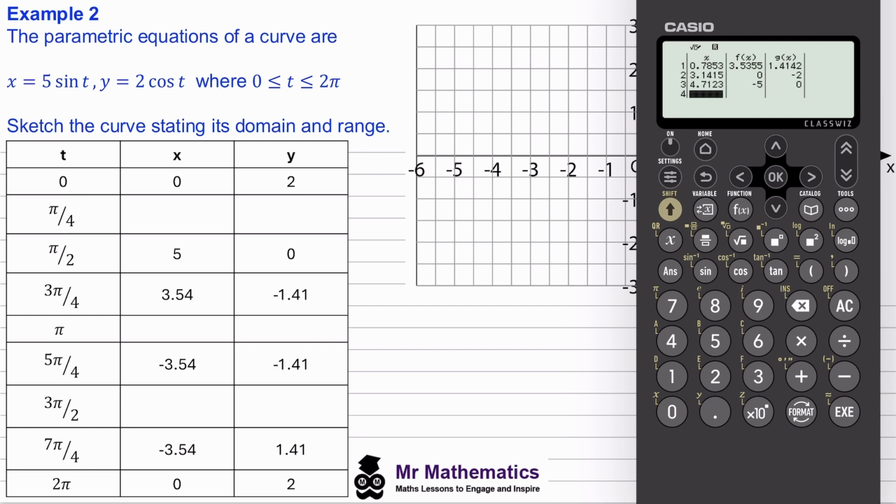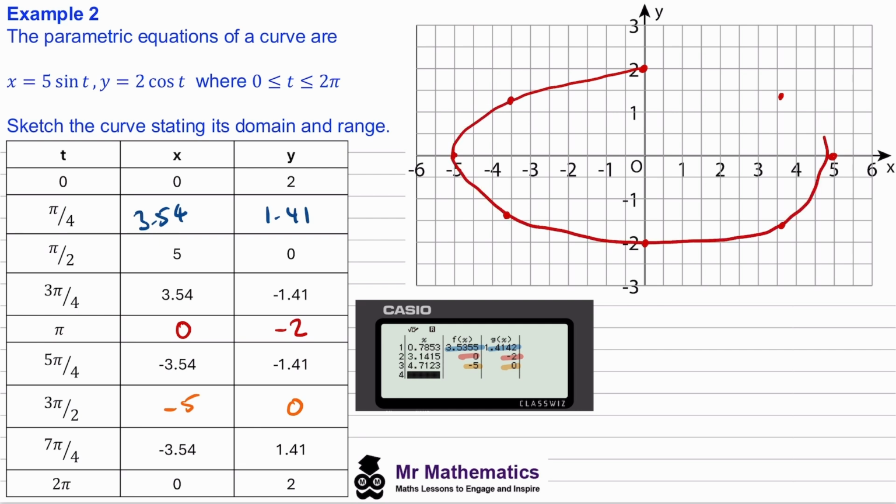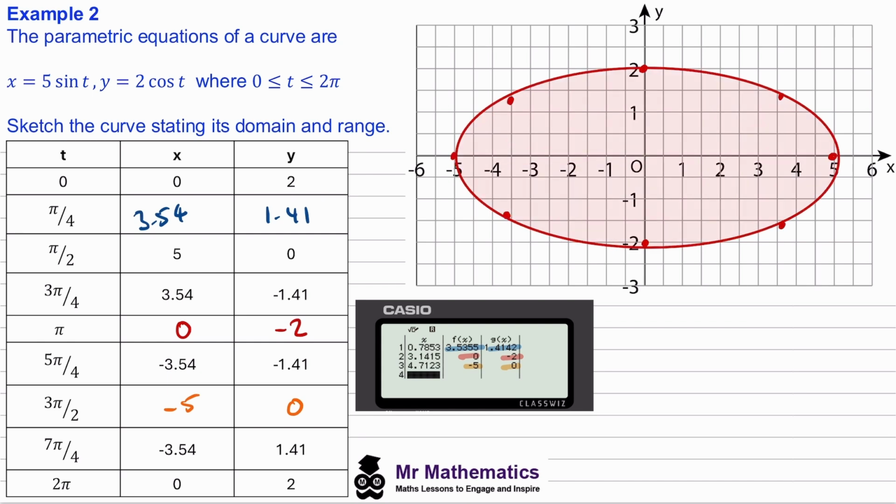And again, I'll screenshot these results. So for pi over 4, we have our x value and our y value. When t is pi, we'll have 0 and -2. And when t is 3 pi over 2, we've got -5 and 0. Now we need to plot each of these coordinate pairs. And when we plot these points together, you'll see we have a perfect ellipse. Okay?